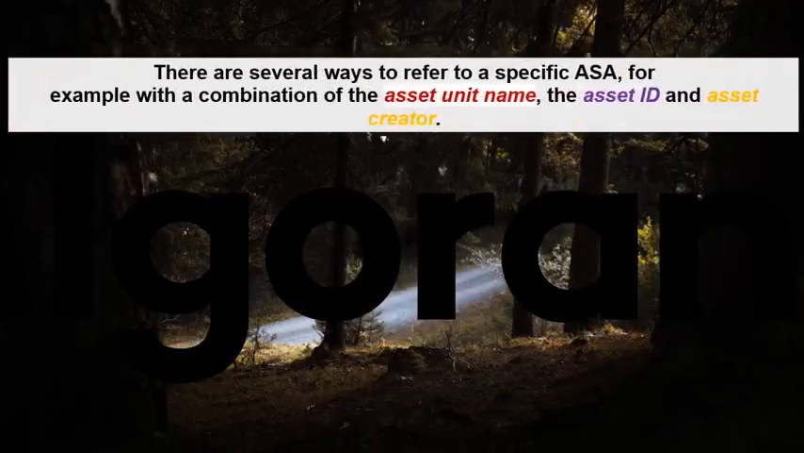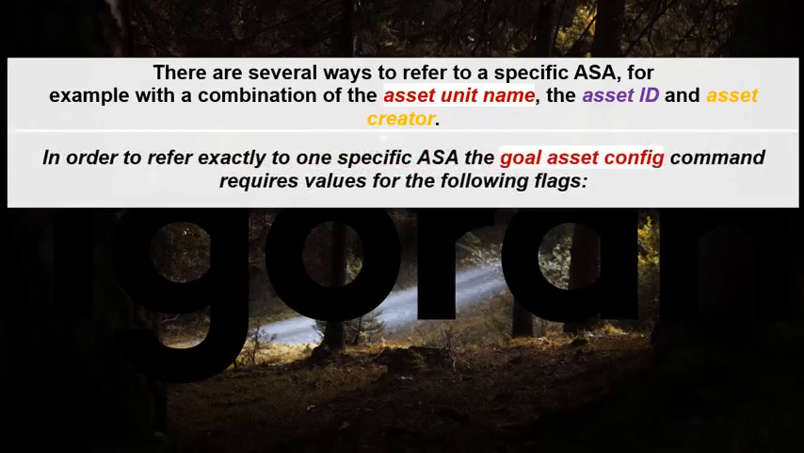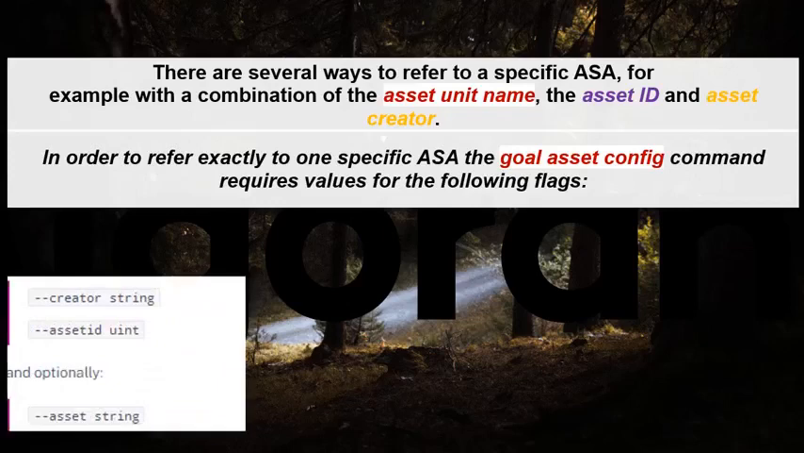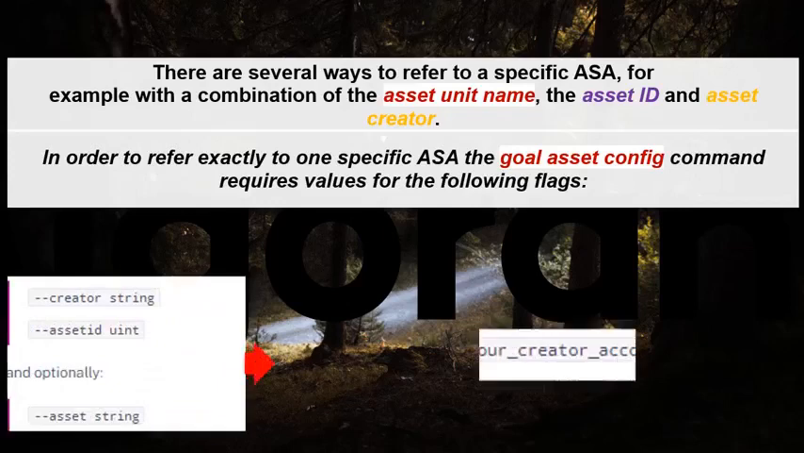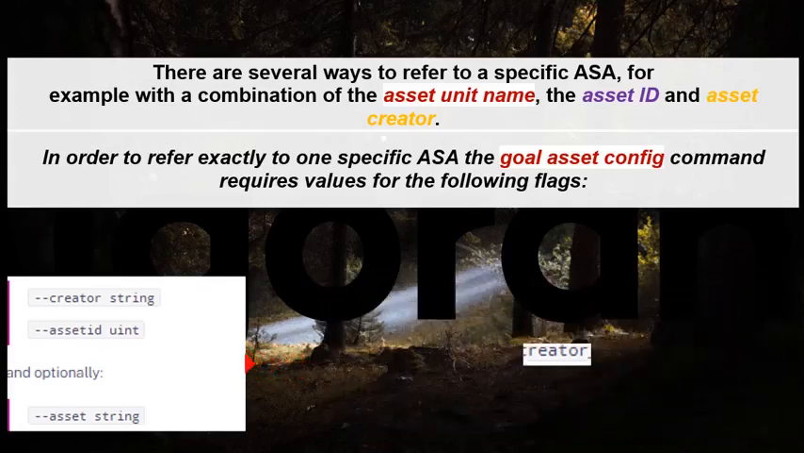There are several ways to refer to a specific ARSA. For example, with a combination of the asset unit name, the asset ID, and the creator. In order to refer exactly to one specific ARSA, the goal asset config command requires values for the following flags. So, we will refer to the specific asset either with creator tag or asset ID tag.